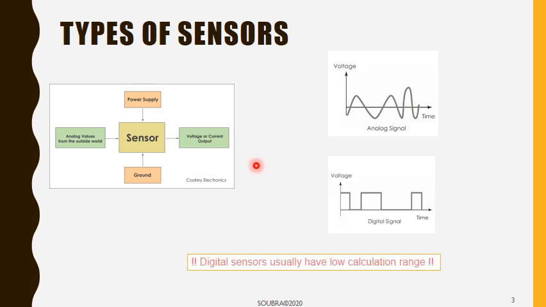So to make a long story short, if you're looking for easiness of setup and use of sensors, you're going to go for a digital one, but you will be sacrificing accuracy or precision. And if you want to go for more accurate and precise data, you're going to go with an analog one. However, it will be more complex to implement and use.